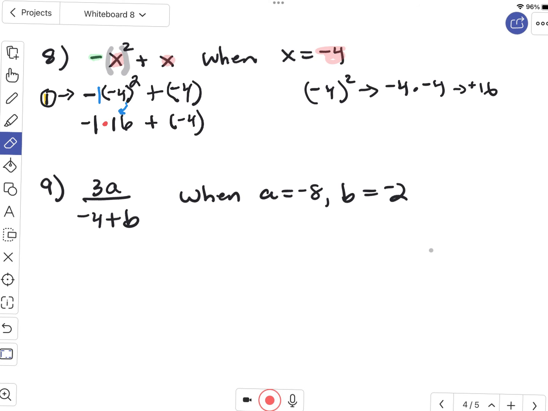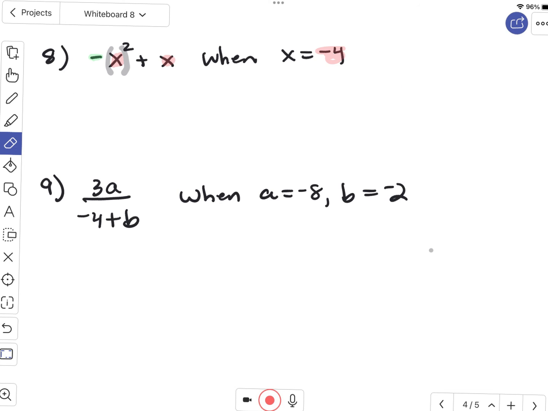And then you have to do multiplication. So -1 times 16 is a -16. And then if I have 16 negatives plus 4 more negatives, doesn't that give me a -20 as my final answer? Okay, I'm going to erase that so it gets out of the way of the next problem.